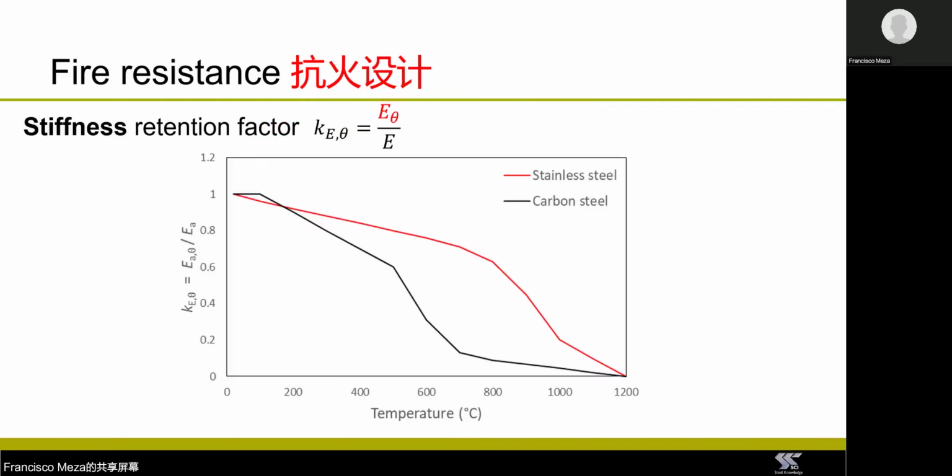Now here I'm showing you how stainless steel and carbon steel retain their stiffness at elevated temperatures. And all the stainless steel alloys are considered to have the same stiffness retention at elevated temperatures, which is given by the red curve. And you can see from this figure that stainless steel is able to retain a larger proportion of its stiffness compared to carbon steel. And this has a beneficial effect on the buckling performance of stainless steel at elevated temperatures, which, as I explained last week, is dependent on the elastic modulus.